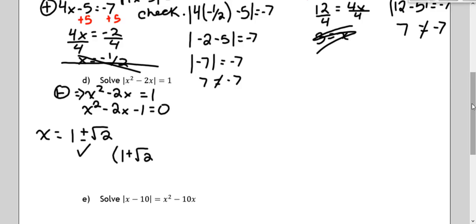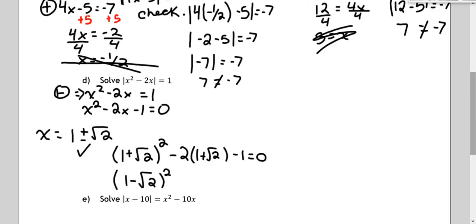So you had 1 plus or minus root 2 squared minus 2 bracket 1 plus root 2 minus 1 equals 0. And then you would have 1 minus root 2 squared minus 2 bracket 1 minus root 2 minus 1 equals 0. Both of these work.